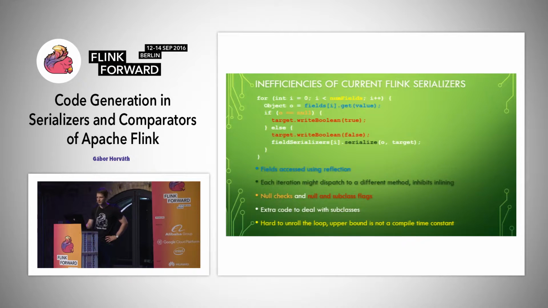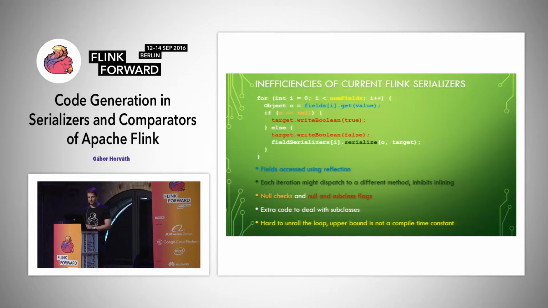Okay, so let's look at what we can improve in the Flink serializers. Where is the room for improvement? One of the most important things to note here is that the code is very hard to optimize for the JVM, and it is not specialized for certain types, but the Flink serializer is general code that works for different kinds of classes.